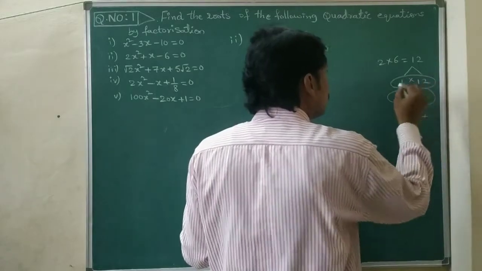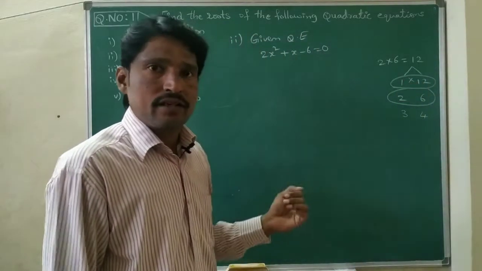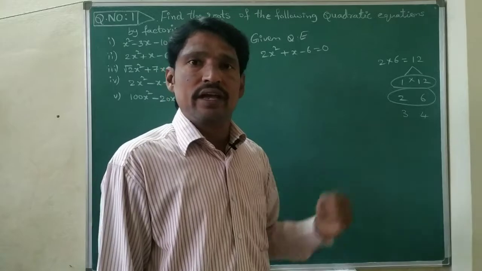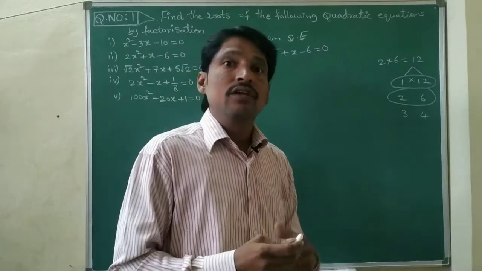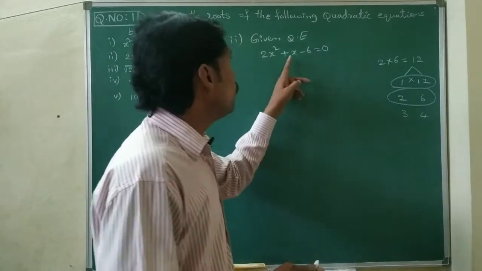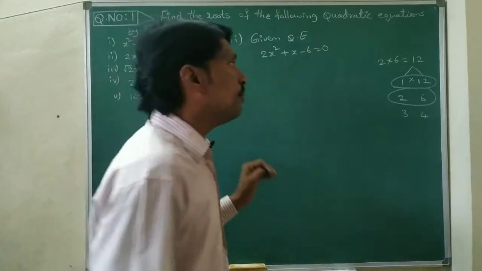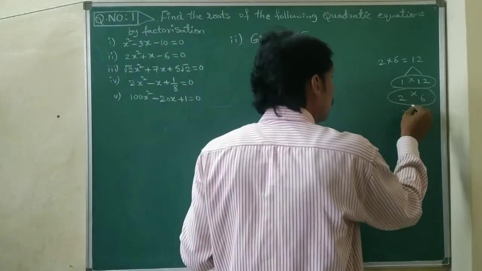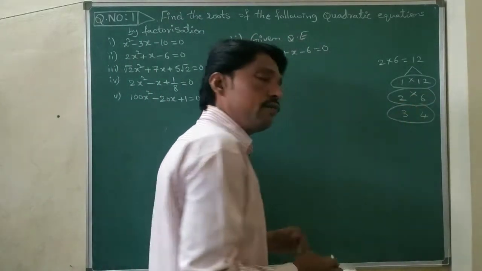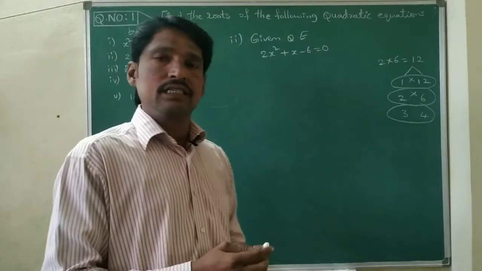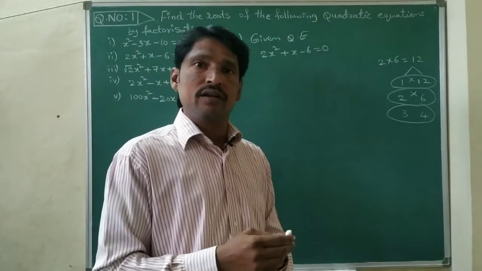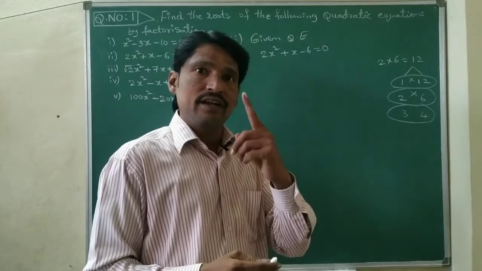Now take 2 and 6. Adding, we get 8. Subtracting, we get 4. But we need 1, so it also does not work out. Then 3 and 4. 3 and 4, add them: we get 7. Subtract: we get 1.